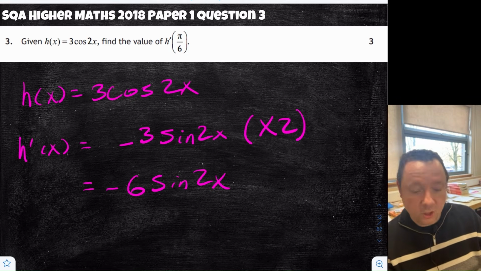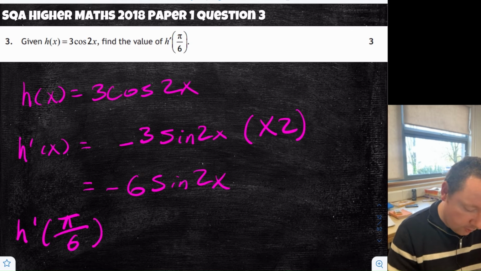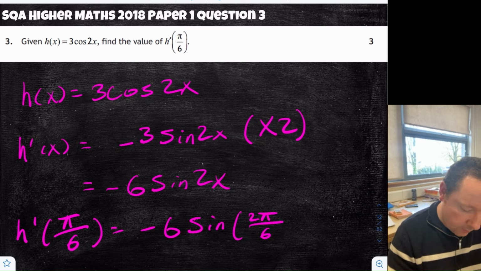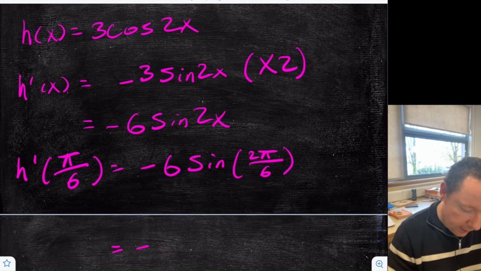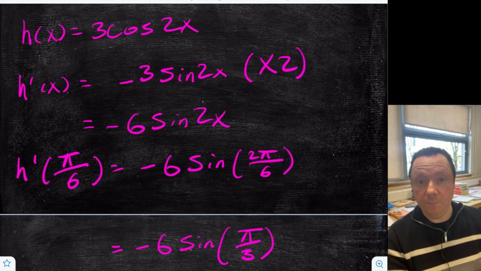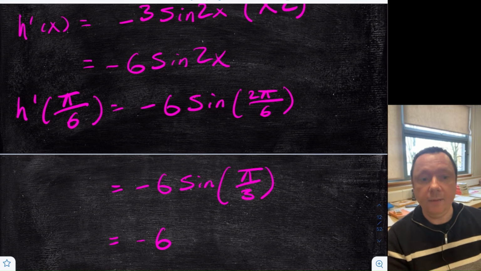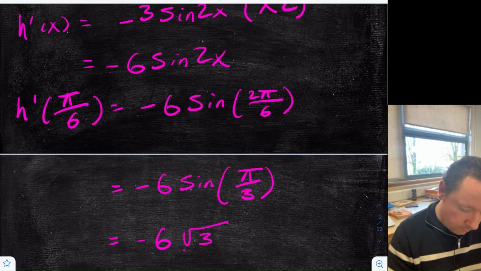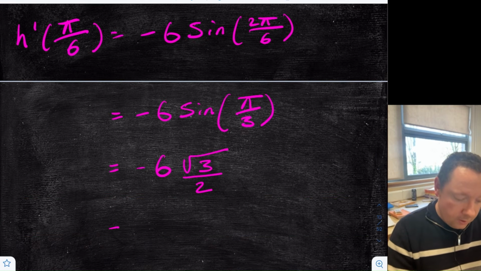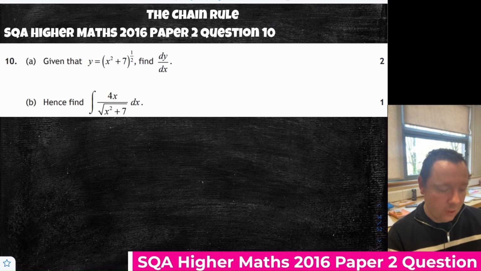This is a paper 1 question, so it's an exact value question. So h dash pi over 6 is equal to minus 6 times sine 2 pi over 6. Subbing it in, that equals minus 6 times the sine of pi over 3. Or if you prefer to work in exact values in degrees, that would be 60. So that equals minus 6 times the sine of 60, root 3 over 2. 6 divided by 2 is 3, so it's minus 3 root 3. And we're done there.